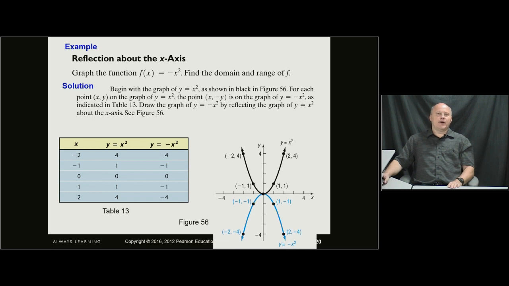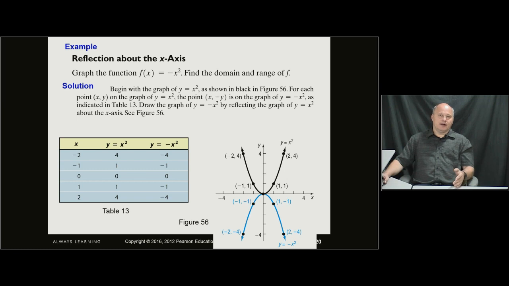For each point (x, y) on the graph of y equals x squared, the point (x, negative y) is on the new graph, because you're taking the opposite of all the y coordinates. That's going to be found in table 13. Again, I keep saying this, we don't really do this table all the time. We're trying to minimize this, but it's for instructional purposes, if nothing else. It's showing you what's going on. So when you're on the exam, I would prefer not to see the table.